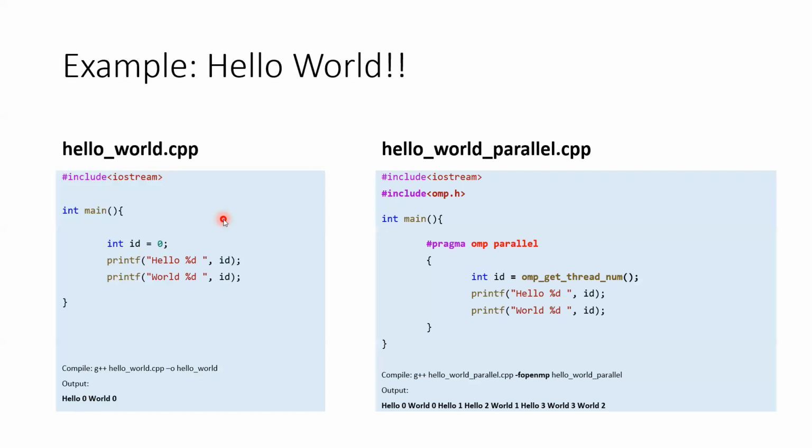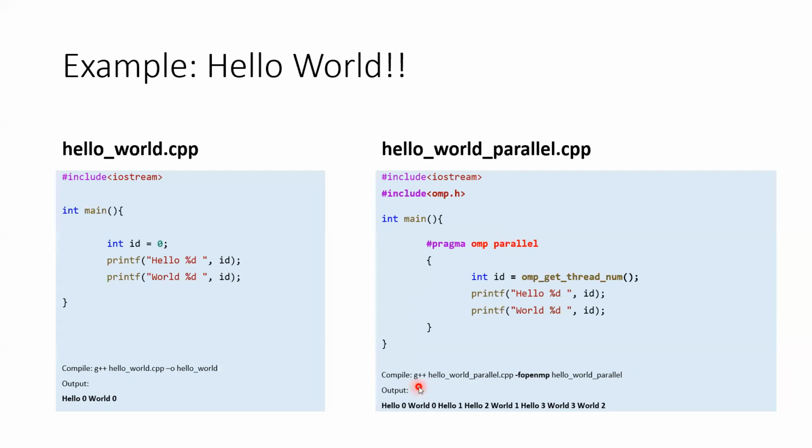Now, this is your first Hello World parallel program using OpenMP. I have added one header file, omp.h. Then I have written hash pragma omp parallel. Then there is a function call which returns the current thread ID, followed by two printf statements, same as the sequential code. For now, just bear with me. What these things are, we will discuss.